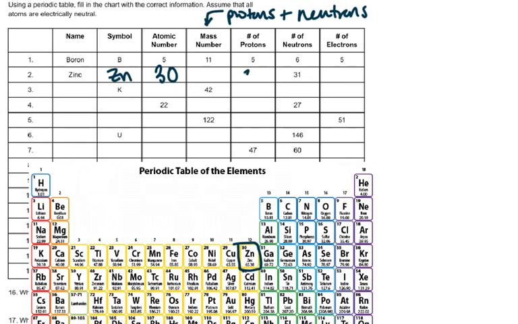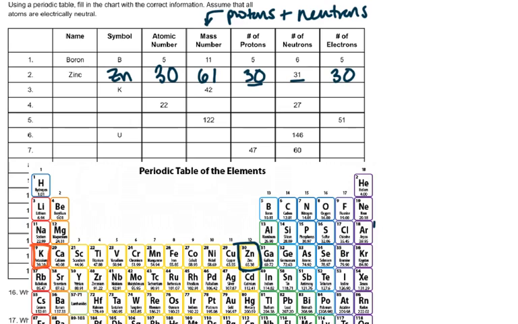Protons is 30, right, the same as the atomic number. Neutrons is there for me, and these are all atoms, so I'll have 30 electrons as well. Protons and electrons should equal each other. So now I can take my protons and my neutrons and add them together to get my mass number, so that gives me 61. I'm going to do another example, so I'm looking for symbol K.